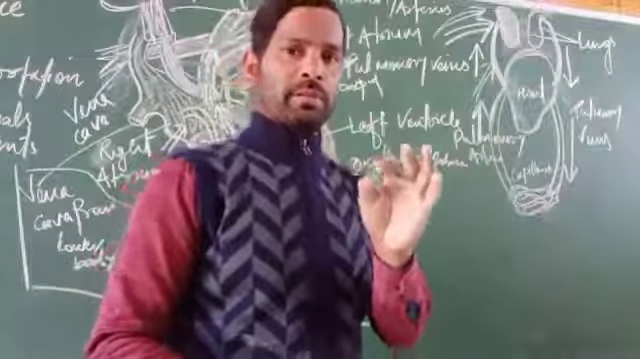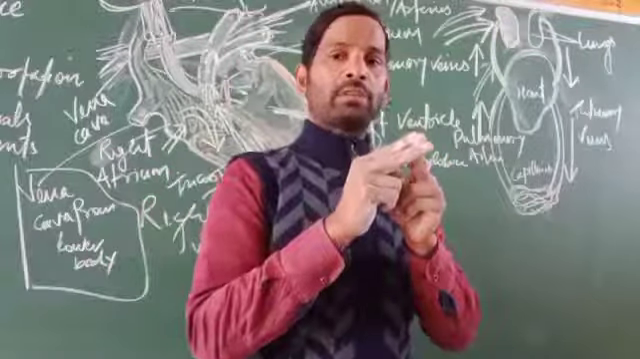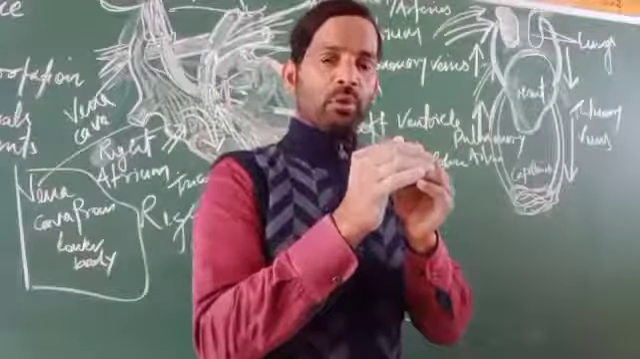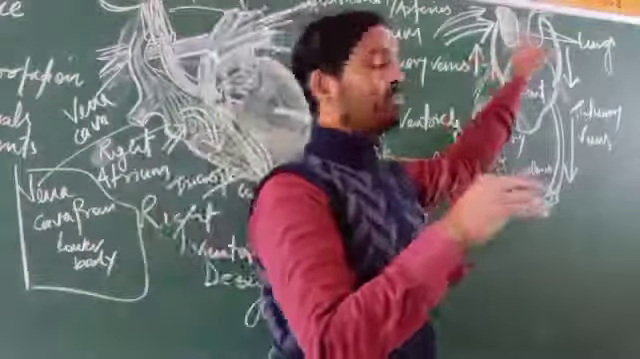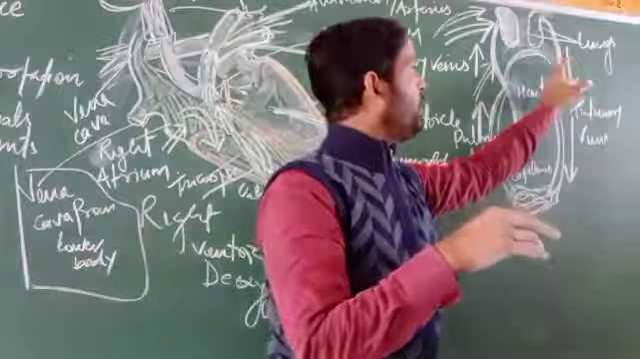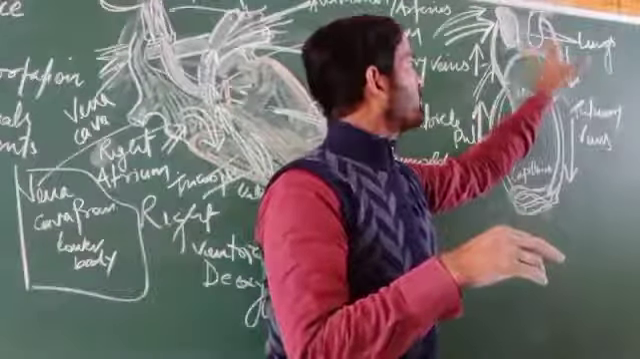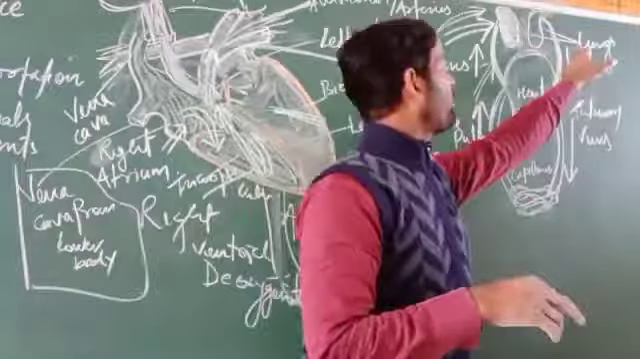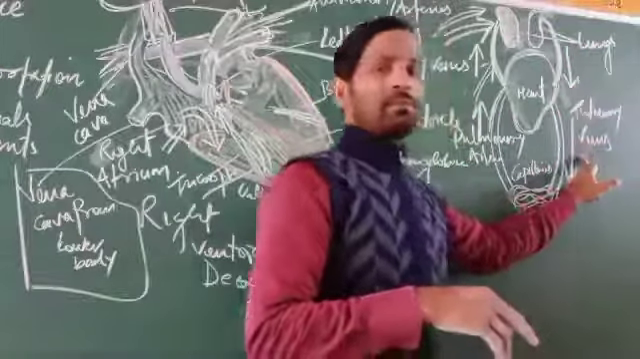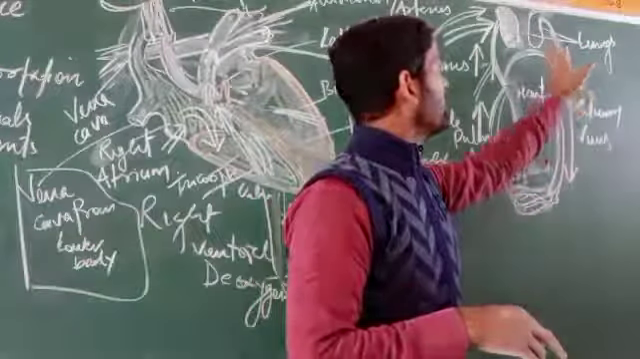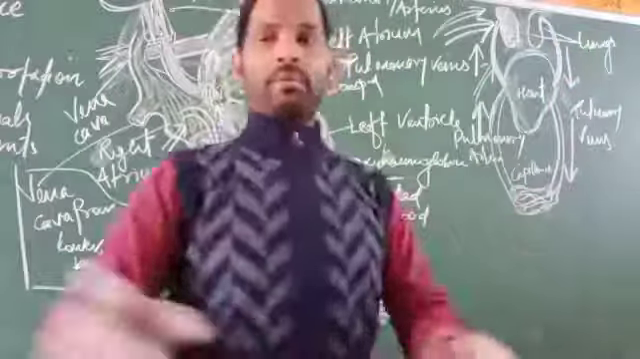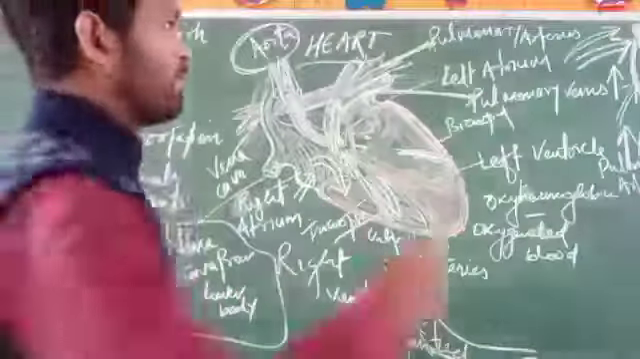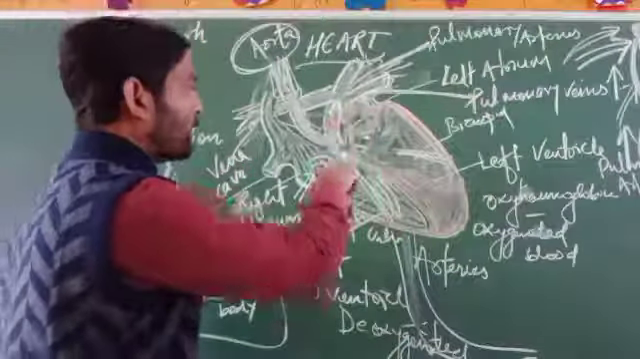Whenever respiration takes place, the alveoli attach oxygen to the hemoglobin and form the oxygenated blood. This oxygenated blood has to reach the heart again, by means of the pulmonary veins. These pulmonary veins carry purified, oxygenated blood from the lungs to the heart again.